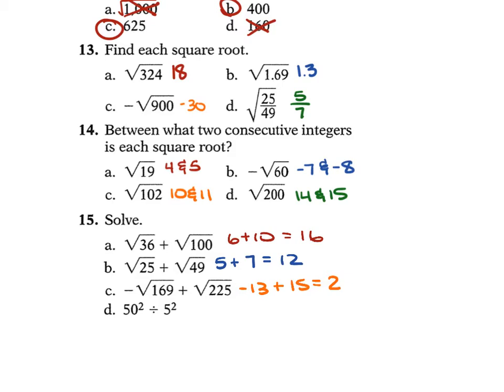For D, we have 50 squared divided by 5 squared. The 50 squared gives us 2,500. If we do that divided by the 5 squared, that's 25. So this is 100.